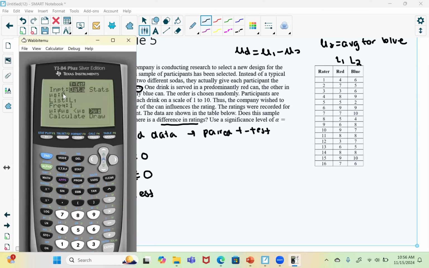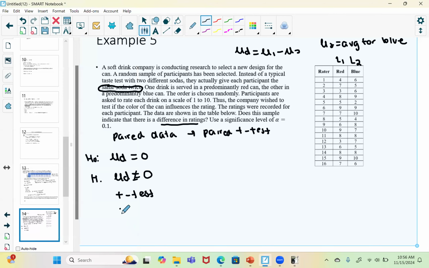So for this, the mu naught is always 0 for a paired t-test. We're going to change our list to L3. So we hit second 3. We're going to keep frequency 1, select our alternative hypothesis, and hit calculate. Okay, and again, we're going to put the test statistic and the p-value. So t equals negative, and I should put data list L3, and then put about the alternative that you put. Okay, I want to see that information.